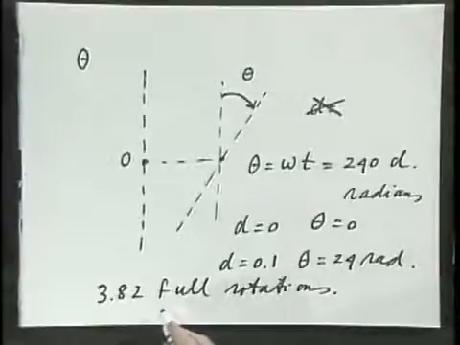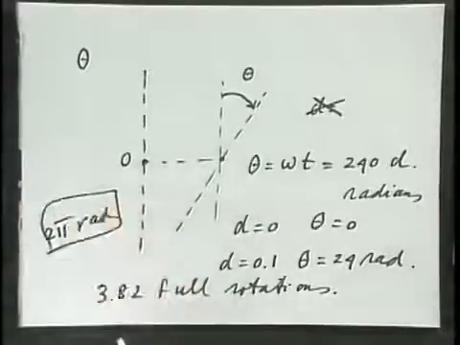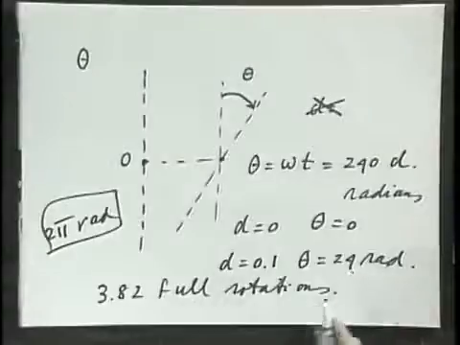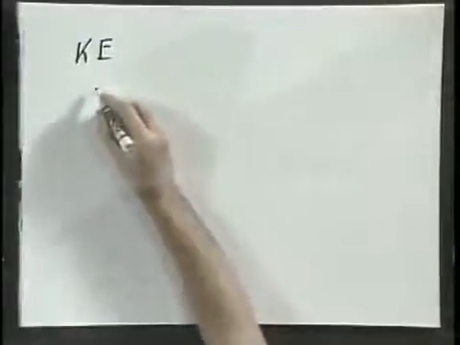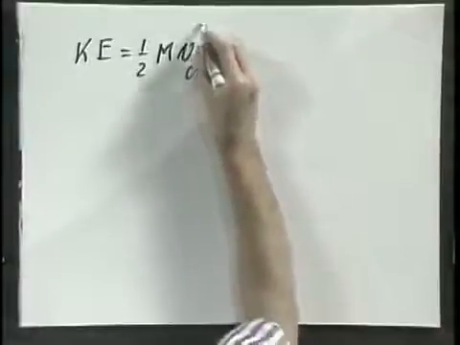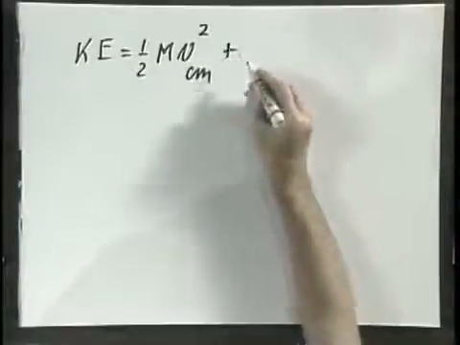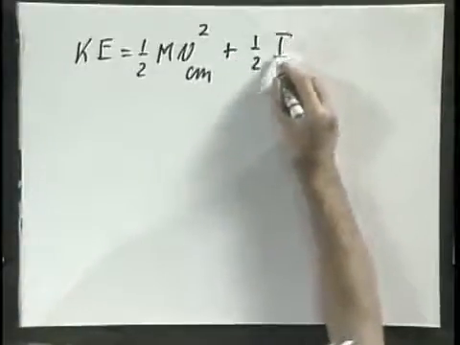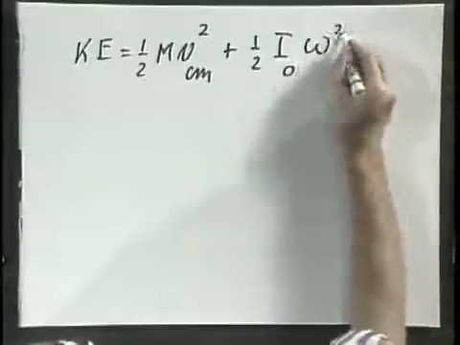2 pi r, not 2 pi. 2 pi radians is 1 rotation, and 24 radians is 3.82 full rotations. If we want to know what the kinetic energy is at any moment in time, it equals 1/2 m v center of mass squared, that is the translational kinetic energy, plus the rotational kinetic energy, which is 1/2 I about the center of mass, the moment of inertia, times omega squared.